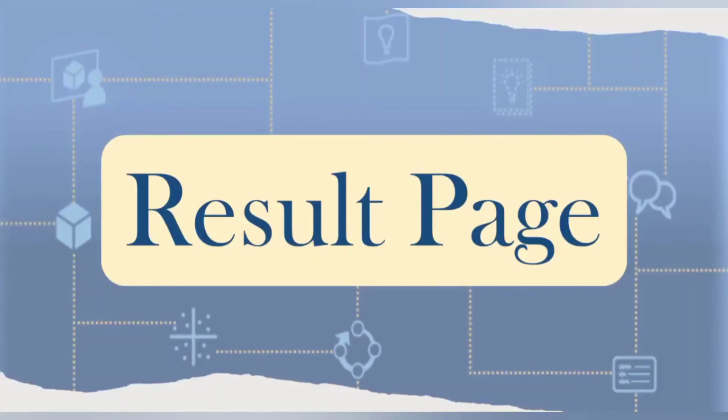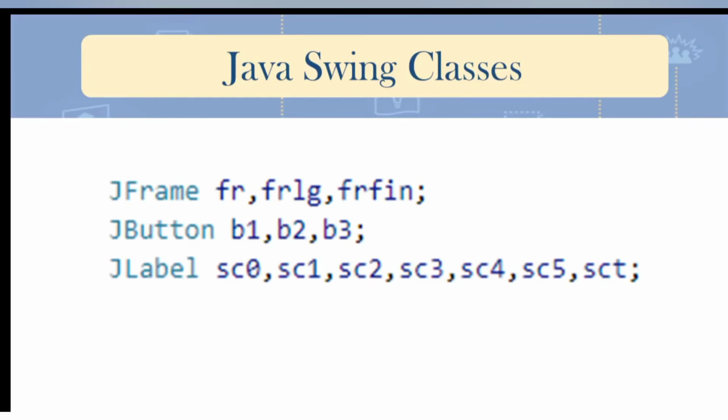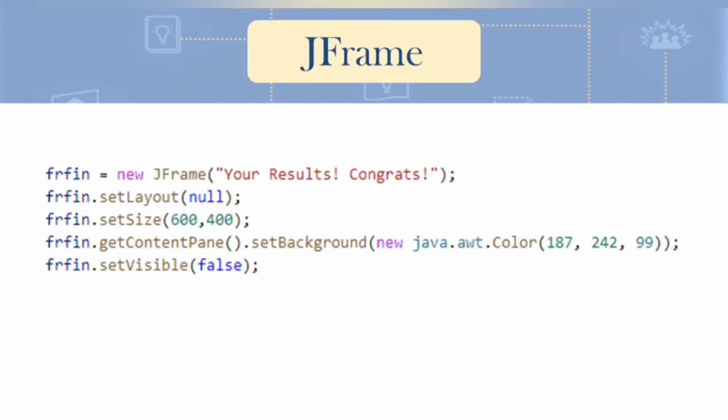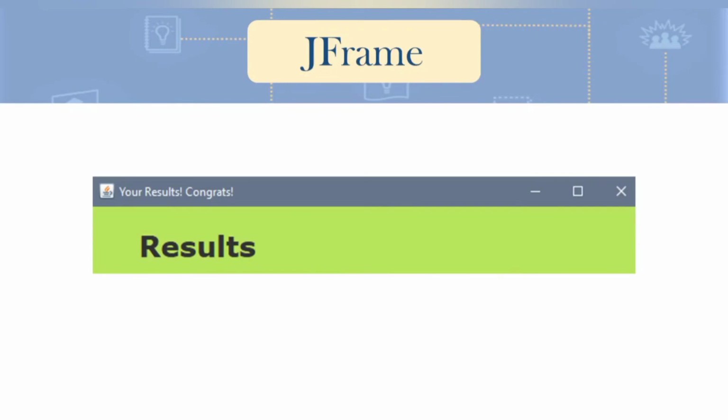For the last part of our code, we made a result page. To create the result page of our program, we used the Java Swing API classes such as JFrame, JLabel, JButton, and JOptionPane. The JFrame was titled Your Result, Congrats, as default if the player got to finish the quiz game, and it will have a green background.